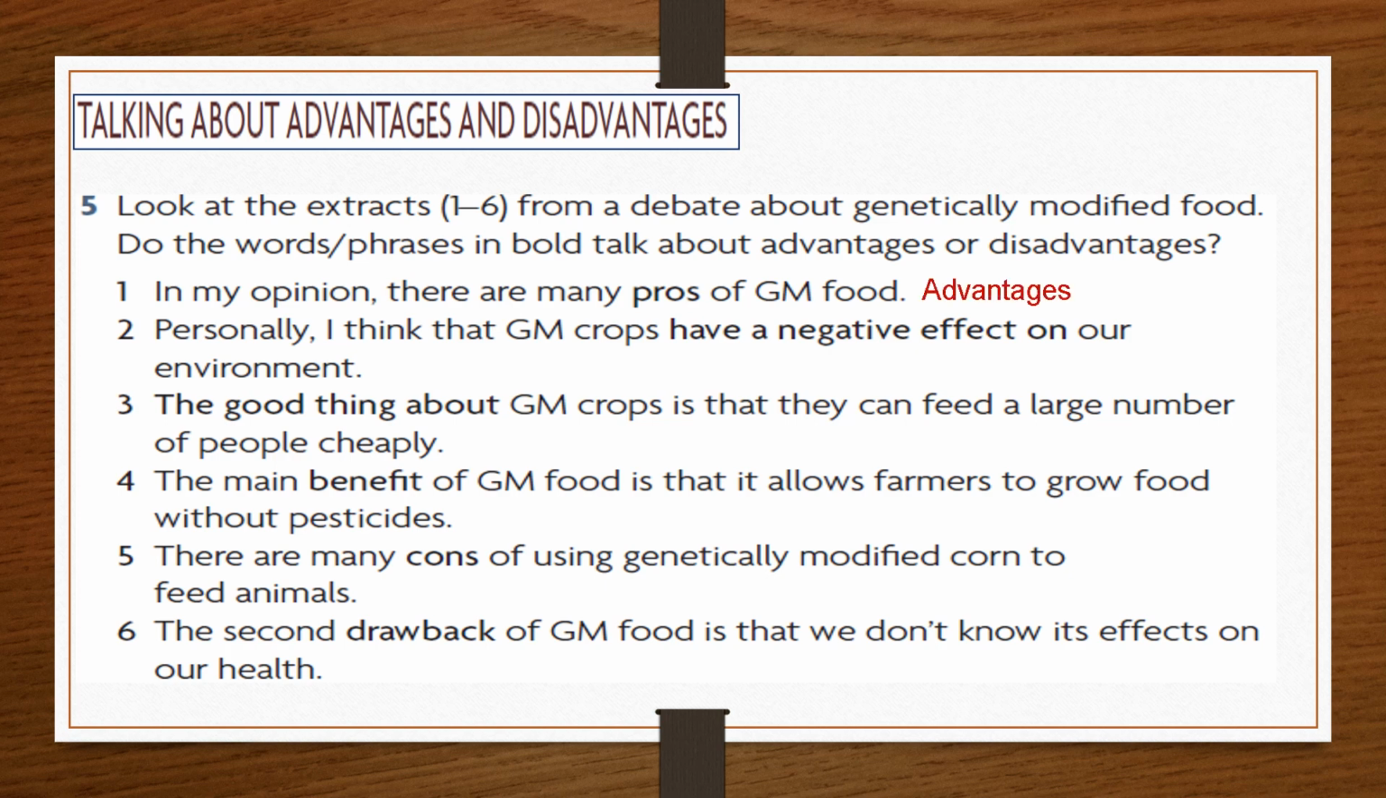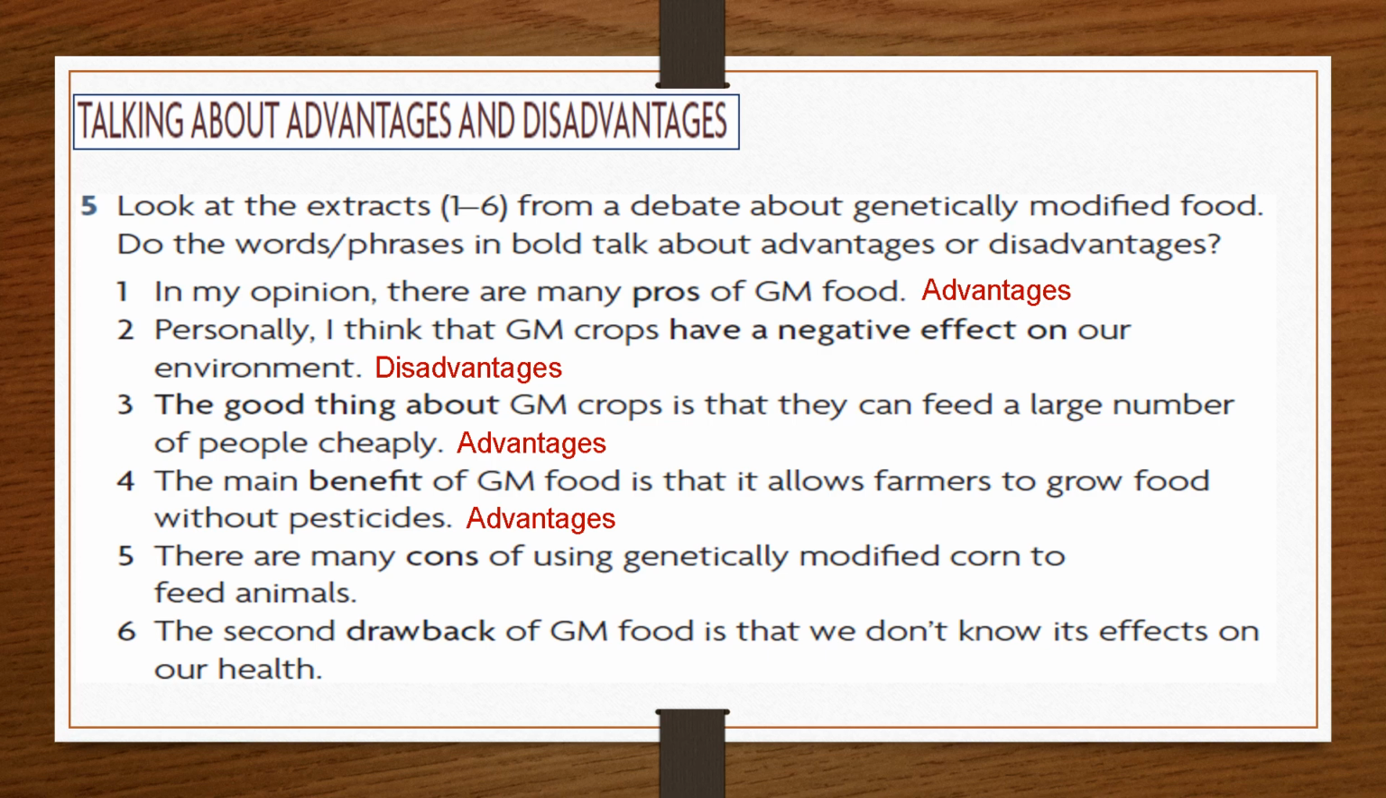So pros means advantages. Number 2, personally, I think that genetically modified crops have a negative effect on our environment. A negative effect, so it's a disadvantage. Number 3, the good thing about genetically modified food is that they can feed a large number of people cheaply. The good thing, it's an advantage. The main benefit of genetically modified food is that it allows farmers to grow food without pesticides. The main benefit, it's an advantage.